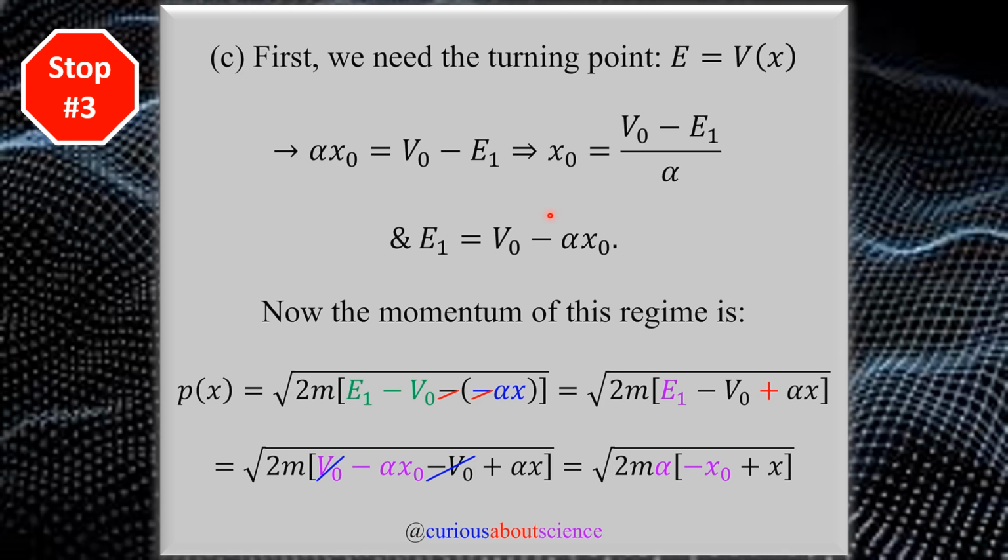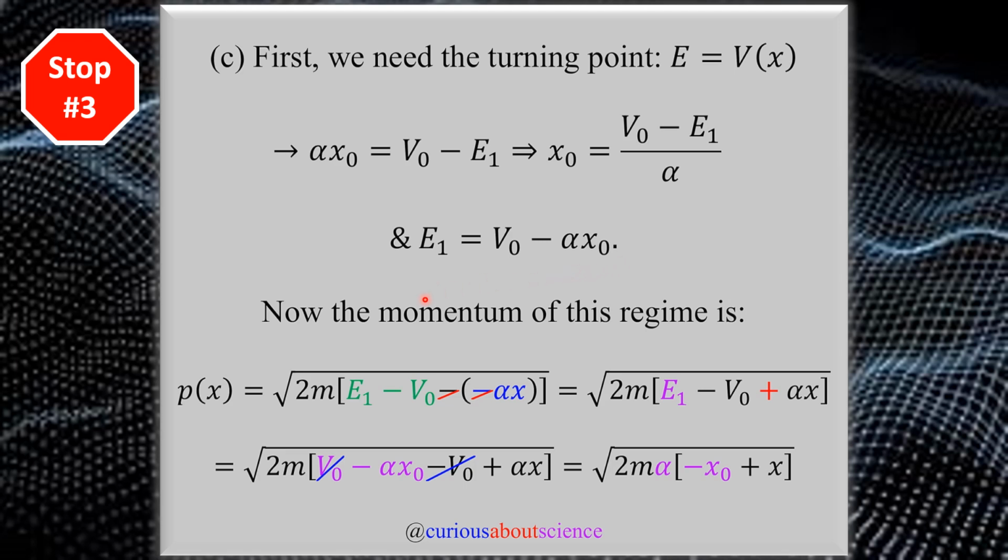And a little bit of hindsight and future proofing for the question, it behooves us now to go ahead and solve for what E1 is here, which is V0 minus alpha x0. So we're good to go here. Just keep in mind you're not going to have to use this any time soon, but it will be helpful later.